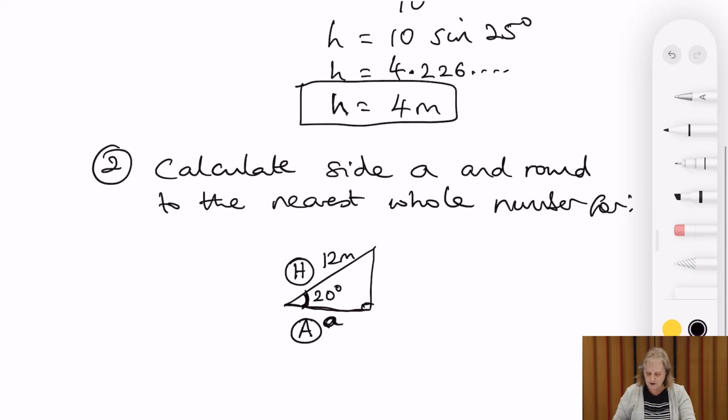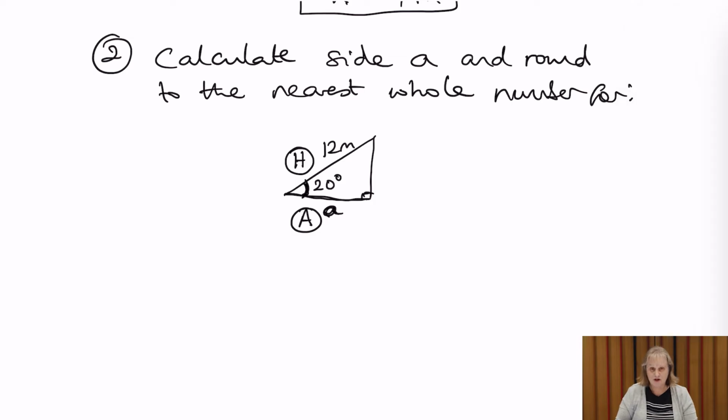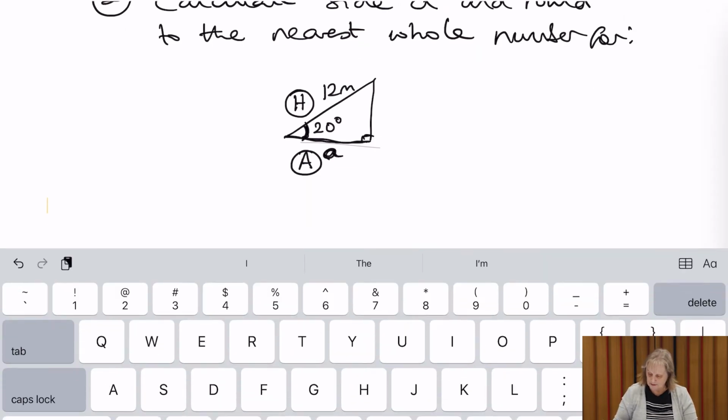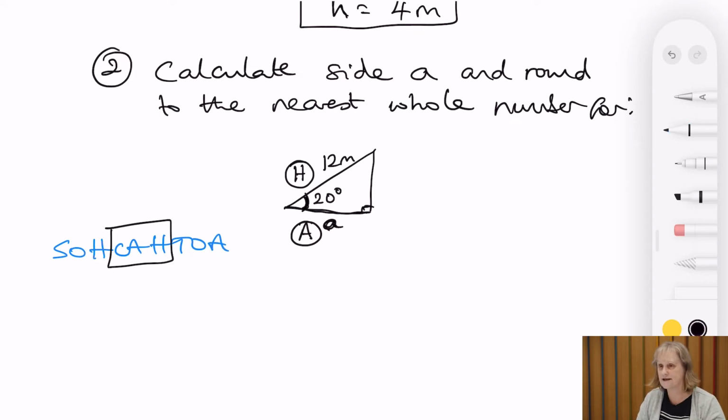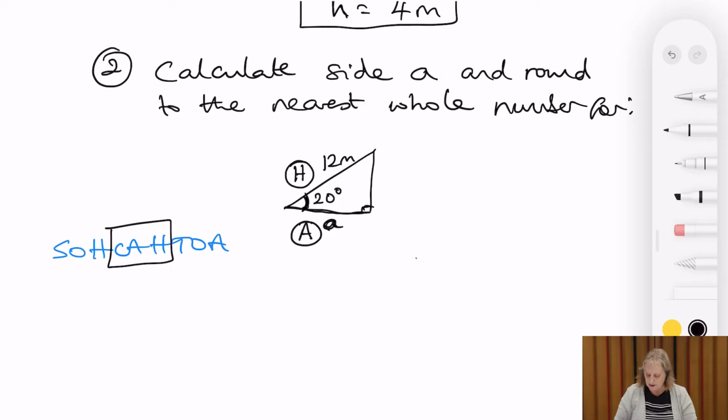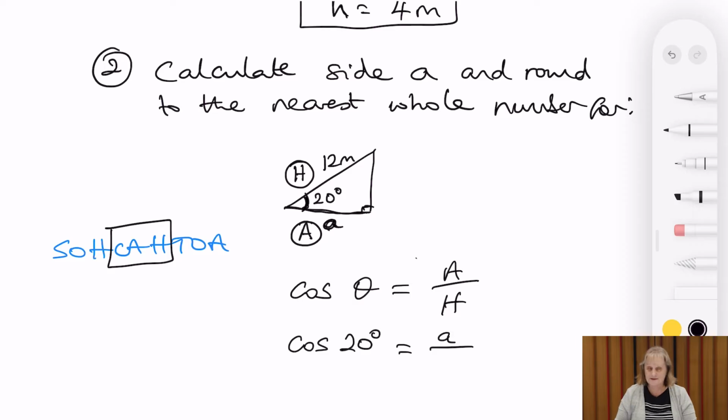So now we want to connect the adjacent and the hypotenuse. So again, using SOH CAH TOA, we see the connection here of adjacent and hypotenuse connects cosine, cos. So now we know what connects the adjacent and the hypotenuse is cosine. Cos of theta equals adjacent over hypotenuse. So now we can put in our values. We've got an angle of 20 degrees. Our adjacent is A, the side that we want to find, over the hypotenuse 12.